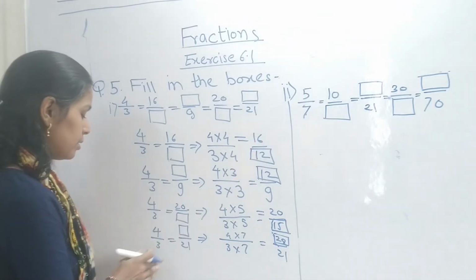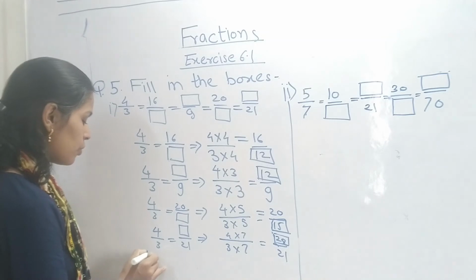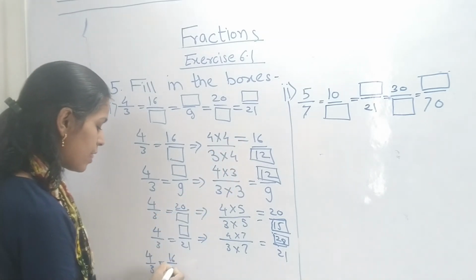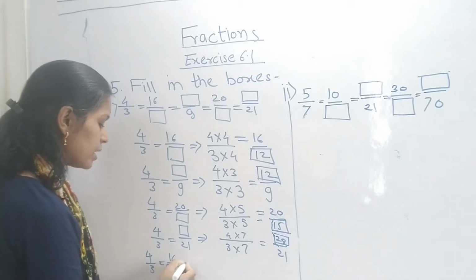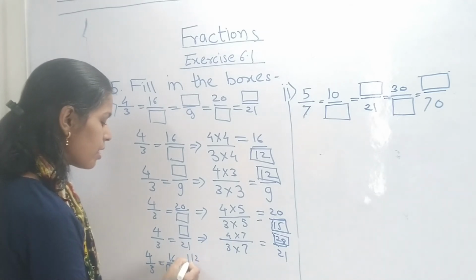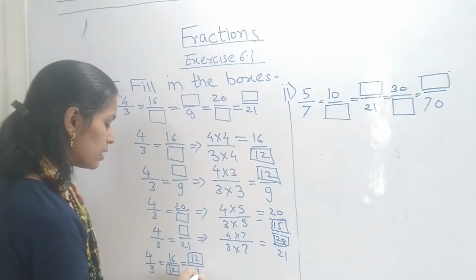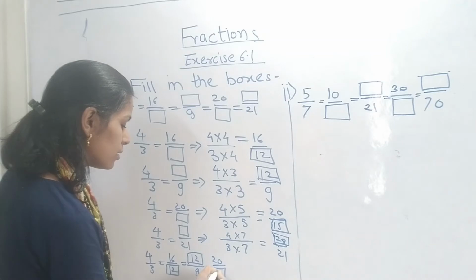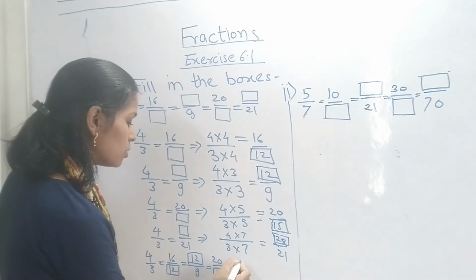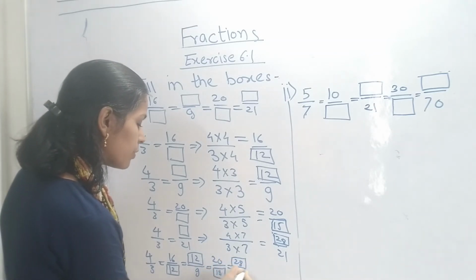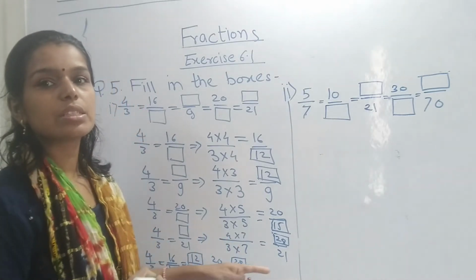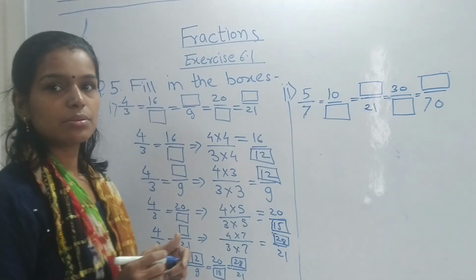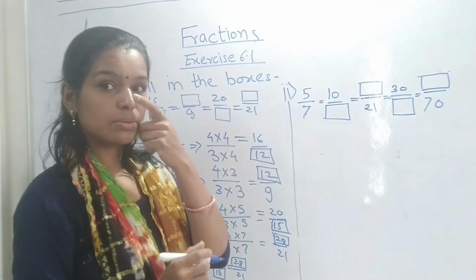Okay, let's write it here. So what will be here? 4 by 3 is equivalent to 16 by 12. It is equivalent to 12 upon 9. It is equivalent to 20 upon 15. And it is equivalent to 28 upon 21. So in this way you have to complete this. Okay. Now let's solve this one.